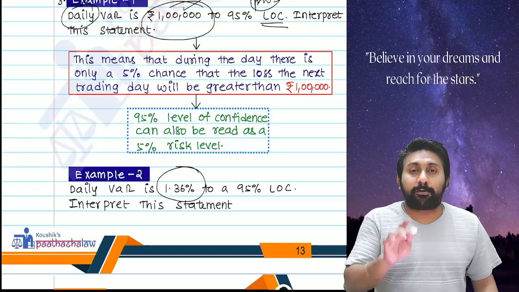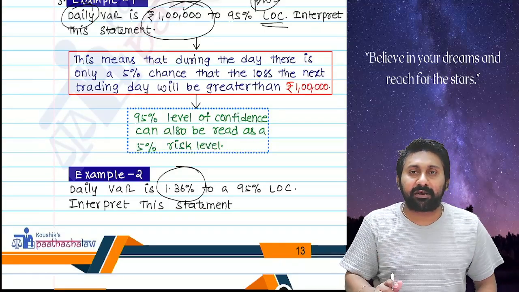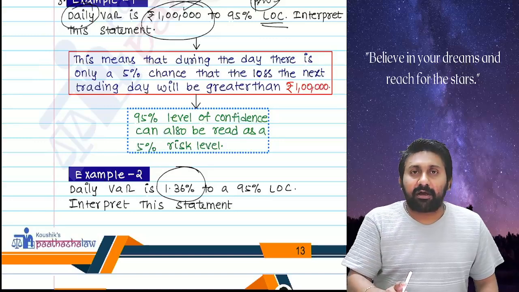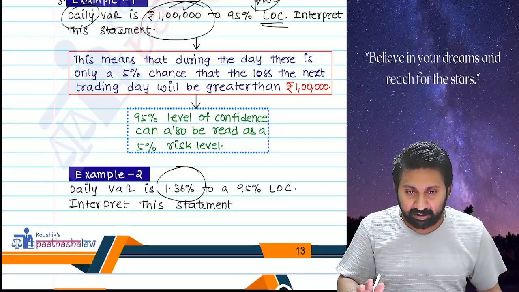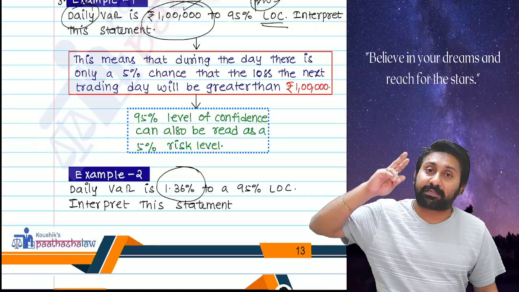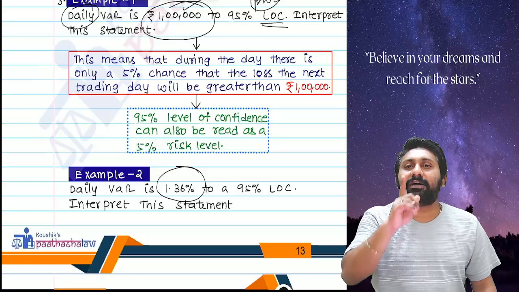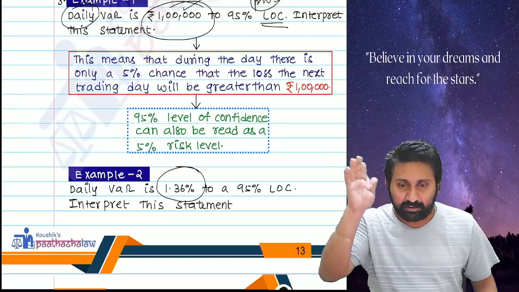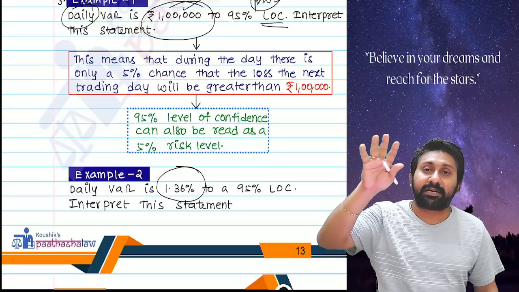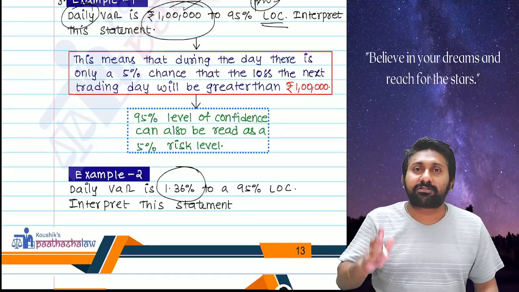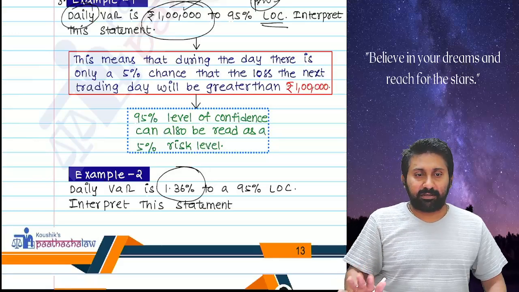Instead of telling as 1 lakh, I can also tell like this. Daily VAR is 1.36% at a 95% confidence level. What does it mean? There is a 95% probability that your loss per day doesn't exceed 1.36%, or there is a 5% probability that the loss of a day can also go beyond 1.36%. This is the meaning here.